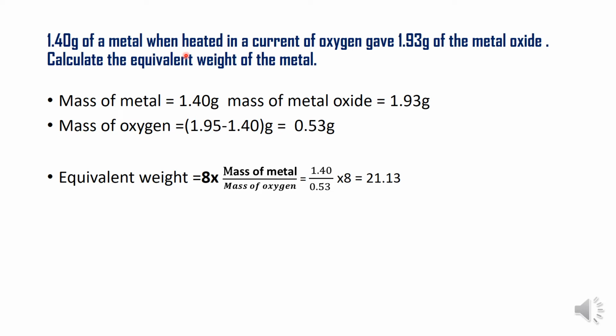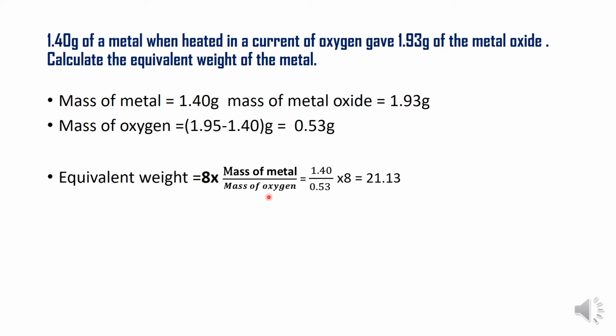1.40 gram of metal when heated in a current of oxygen. So metal is heated with oxygen. How much oxygen, we do not know, but we are given that 1.93 grams of metal oxide is formed. Okay, so mass of metal is 1.40, mass of metal oxide is 1.93. So how much will be the mass of oxygen? We have to subtract 1.93 minus 1.40. So we get 0.53 grams.